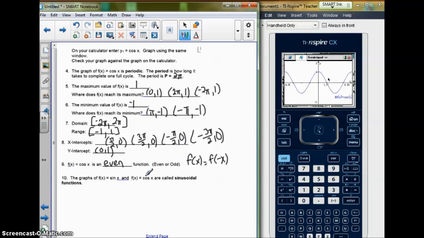The graphs of f of x equals sine x and f of x equals cosine x are called sinusoidal functions, just a word we need to be aware of. I'm going to go ahead and stop this video here. The third and final video, hopefully, will be our tangent function.